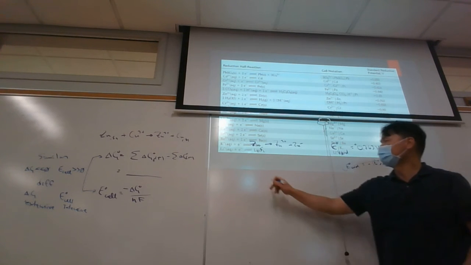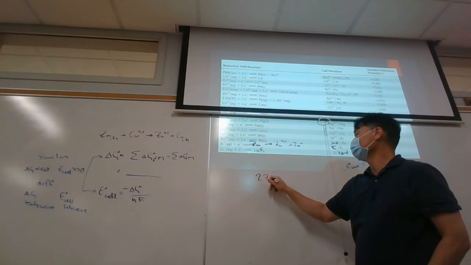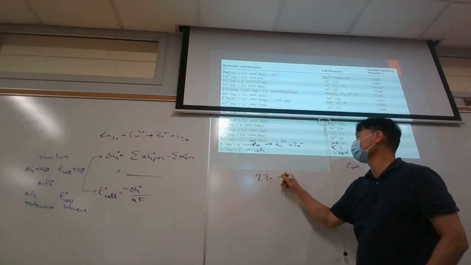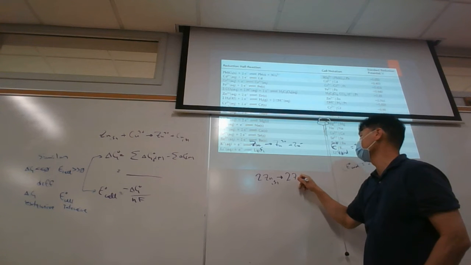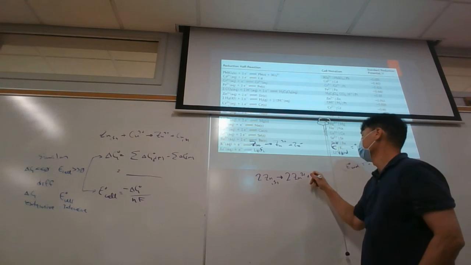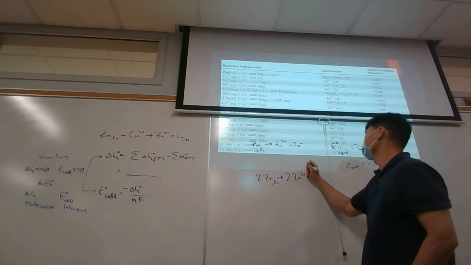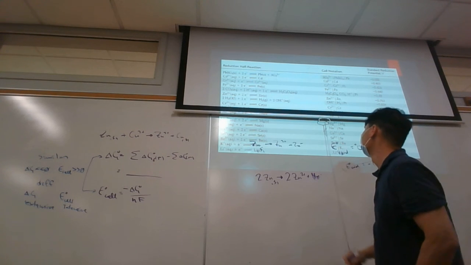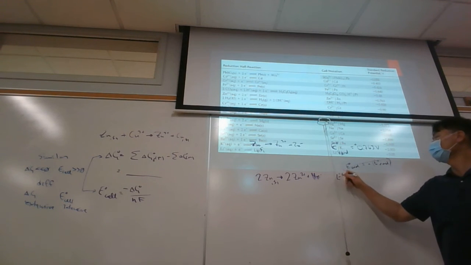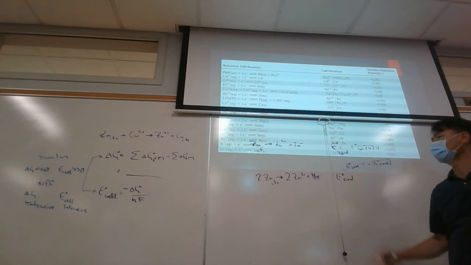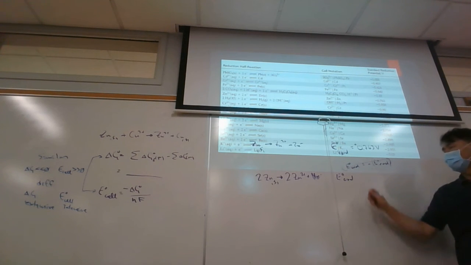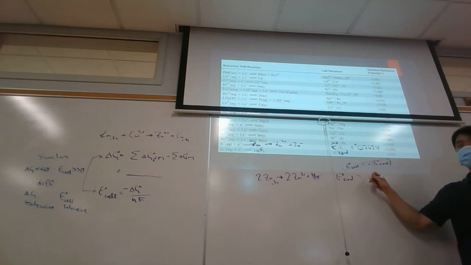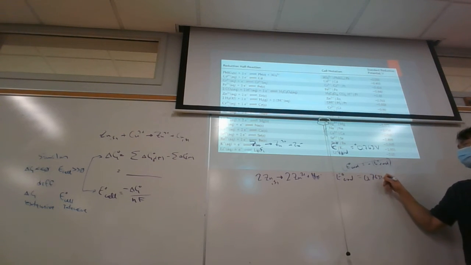Okay, what if I did this? What if I did twice as much? So rather than 1 mole of zinc, I go 2 moles of zinc. If I did 2 moles of zinc, I'm going to get 2 moles of Zn2+ and 4 moles of electrons. What would the oxidation potential for this be? Would the oxidation potential for this be double? No, the oxidation potential is going to be the same, plus 0.763 volts.